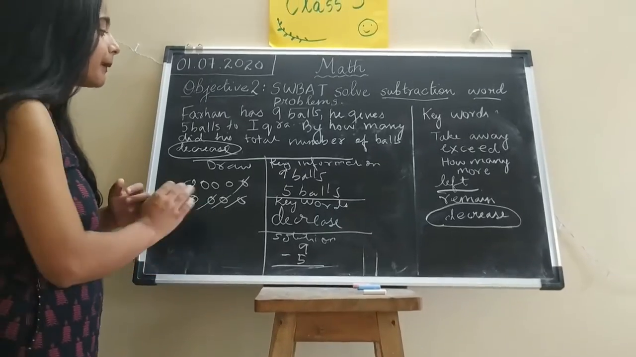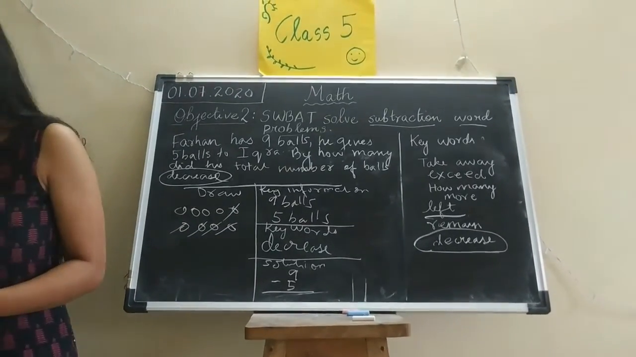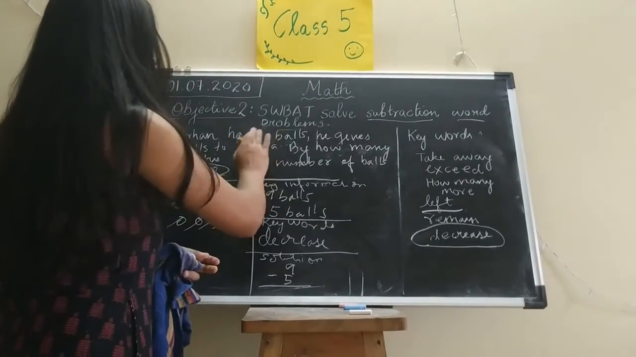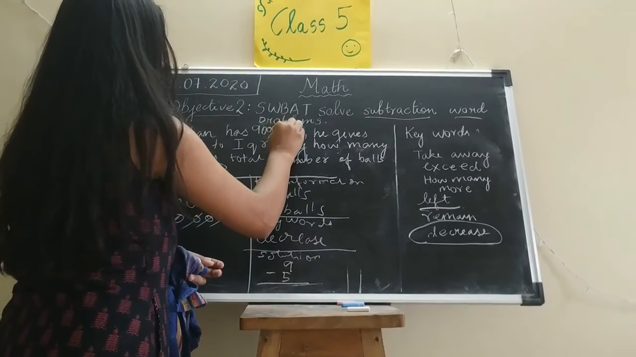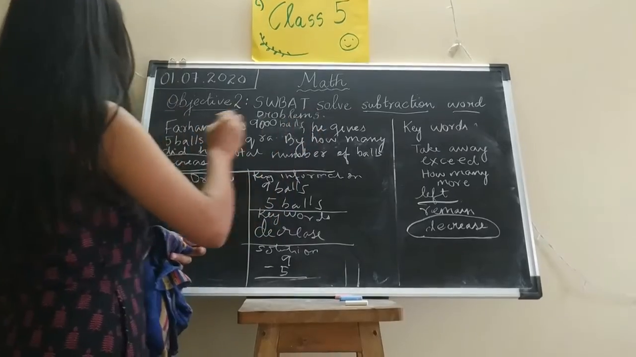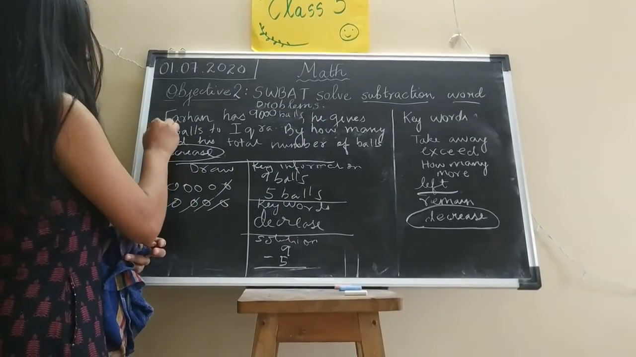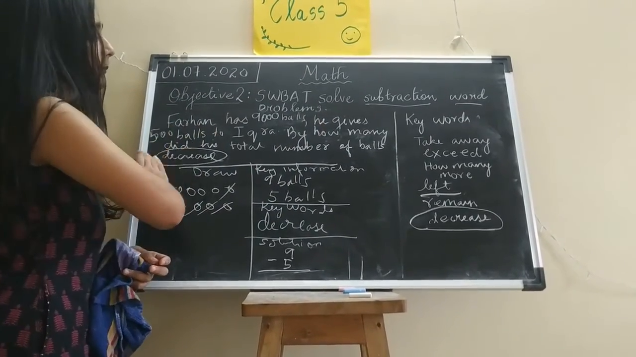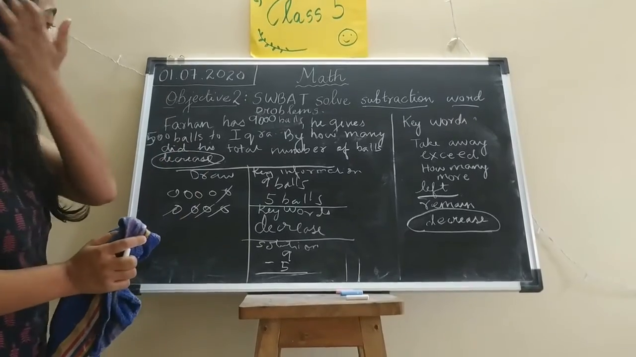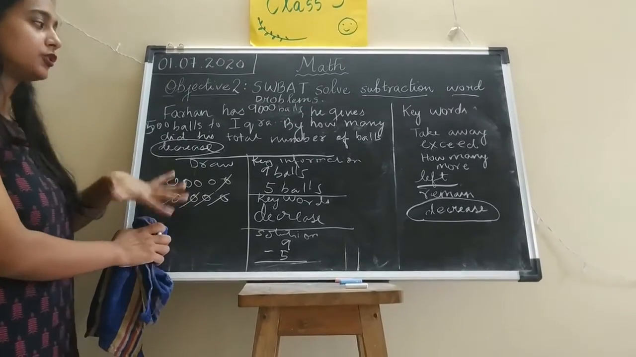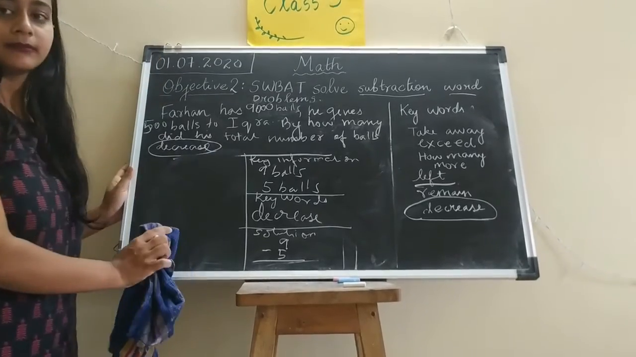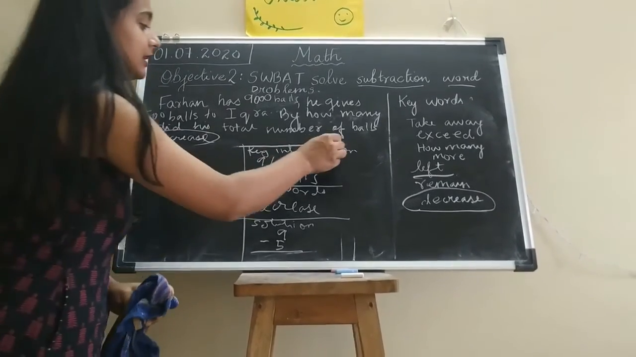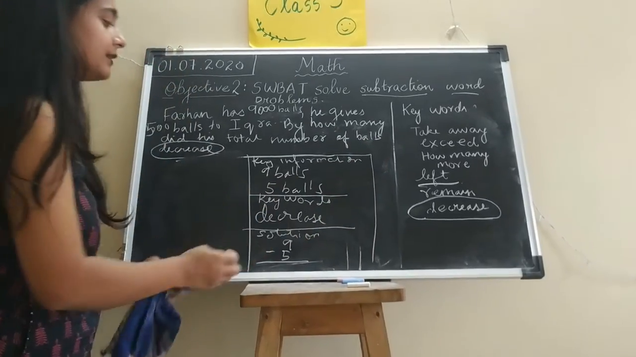This is very simple, but in case you have a large number, see I say that Farhan has 9,000 balls, and he gives 5,000 balls to Ikra. By how many did his total number of balls decrease? Here you cannot draw 9,000 balls, right? So you will not write this part. You will only write key information, keyword and solution.